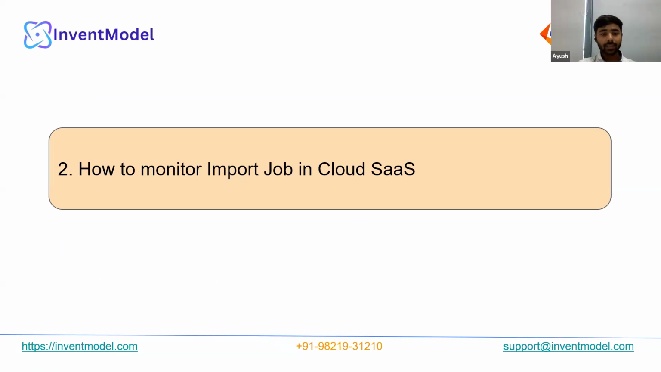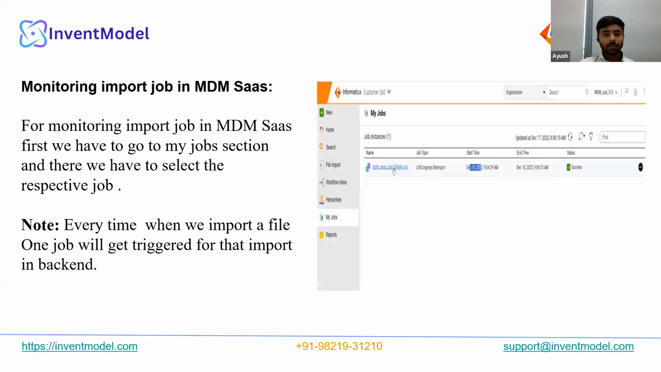Now the second point is how to monitor import job in Cloud SaaS. So for monitoring import job in Cloud SaaS, first of all, we have to make sure that we import the file through the file import section. And there we have three options. First of all, we have to define the source from which we are getting the data. Then we go to the next step, and there we have to map the field from different source to our existing business entity. And then we click on next, and then we select the save option.